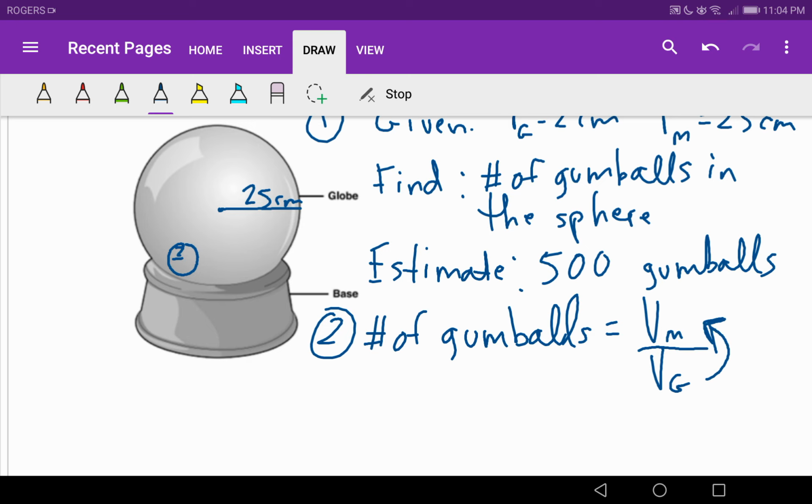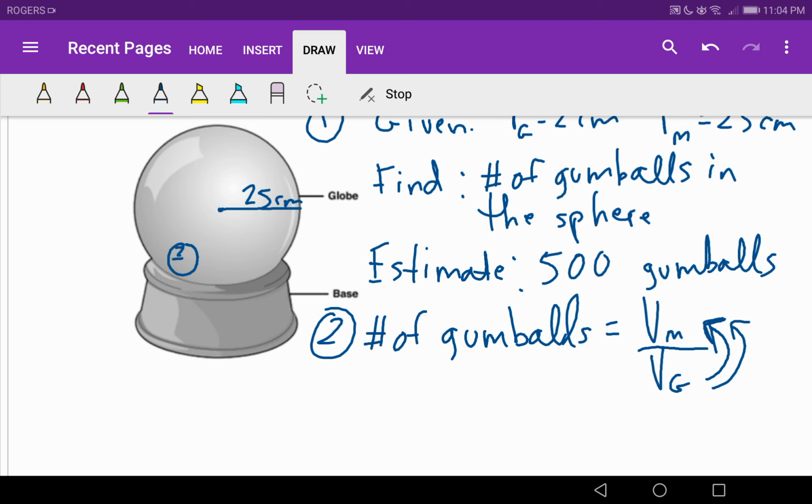Like if I said, what is 10 divided by 5? What I really mean is, how many times does 5 go into 10? Right? When I say 10 divided by 5, I mean how many times does 5 go into 10? And I know that the answer there is 2. Well, what I'm finding here is how many gumballs will go into the machine, right? So it's the same thing. It's division. How many gumballs will go into the machine?